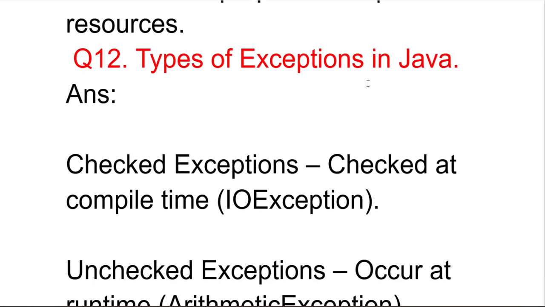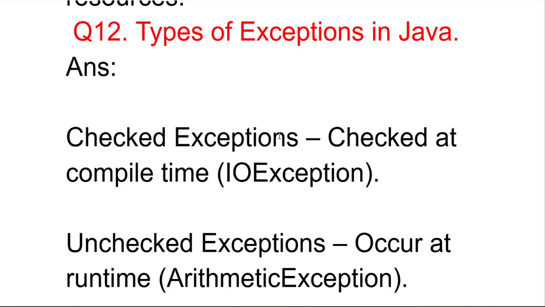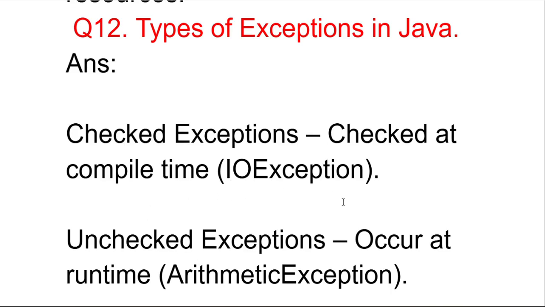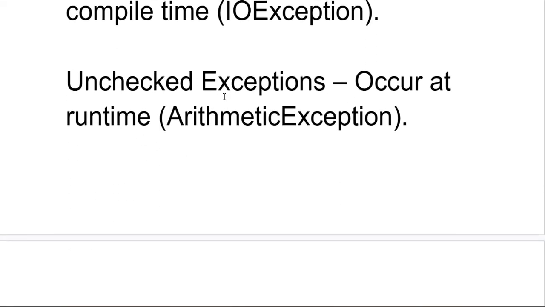Types of exceptions in Java. Checked exceptions, checked at compile time. We can also say IO exception. Unchecked exceptions, that is arithmetic exceptions, mostly created using zeros. Like if you are writing code for prime numbers and the user gives an input of zero, then it gives an exception, that is known as arithmetic exception.